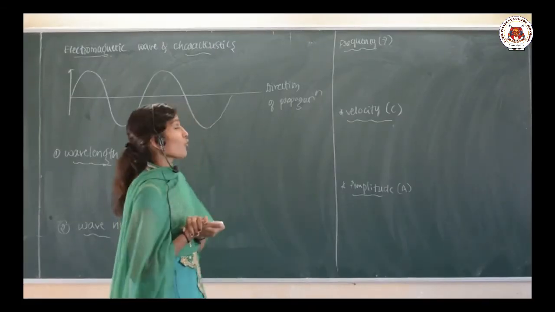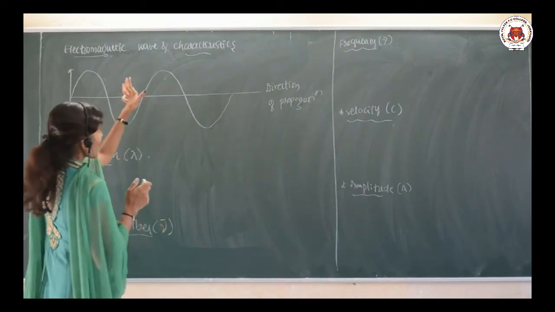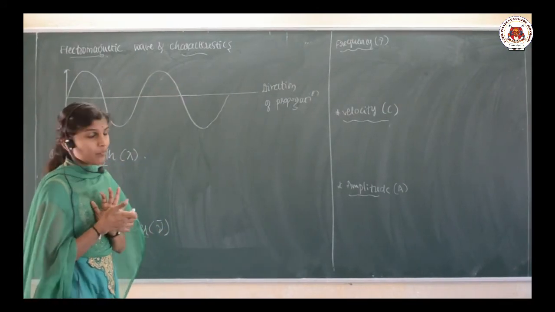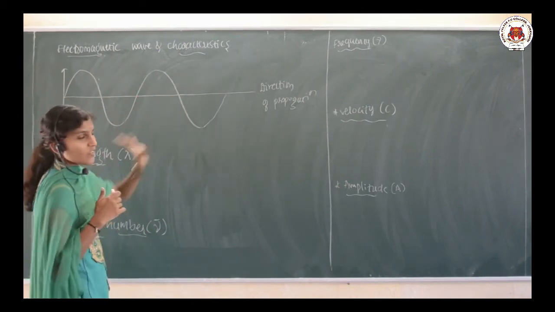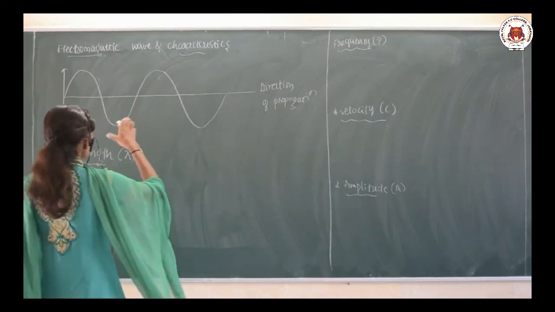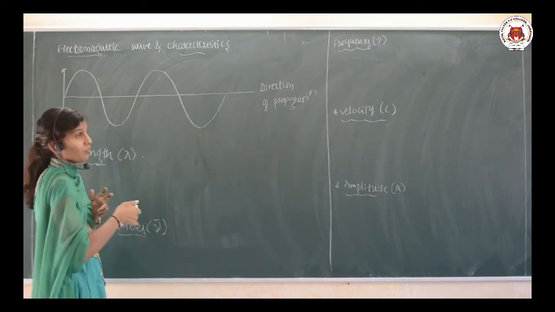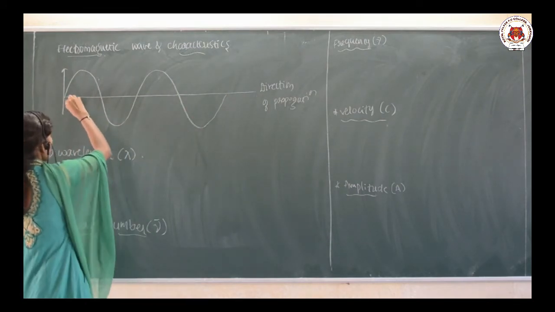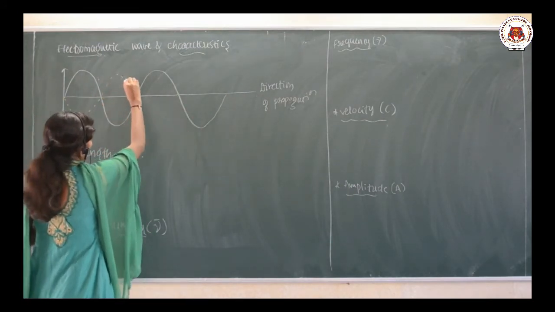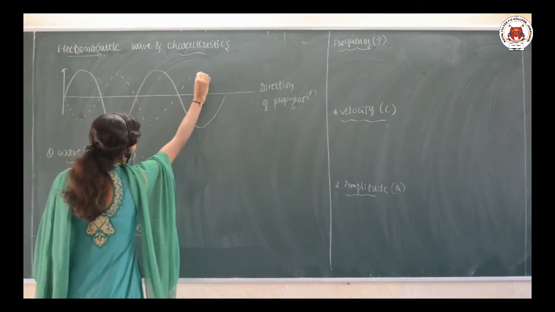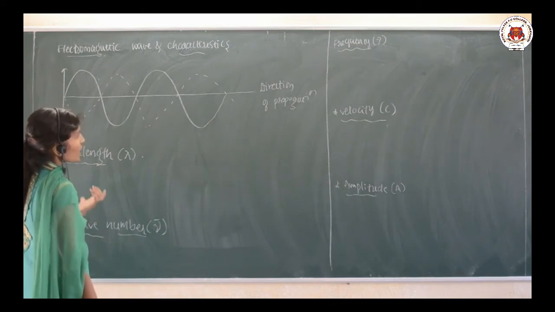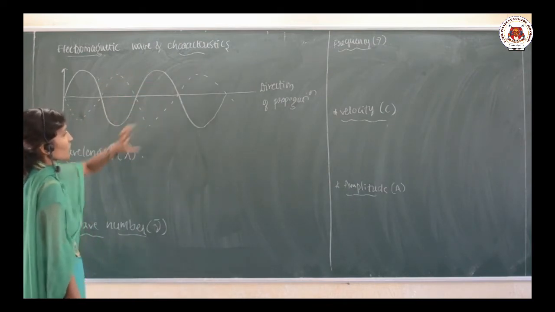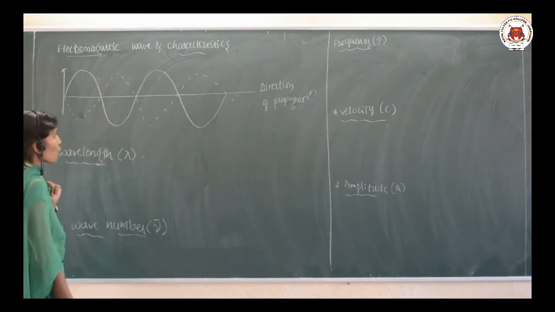So let us discuss the electromagnetic wave and its characteristics. Suppose I represent the electromagnetic wave in this way, in order to understand all these characteristics. Suppose this is the electromagnetic wave, it will be like this only. Alternating electric and magnetic waves will be there.